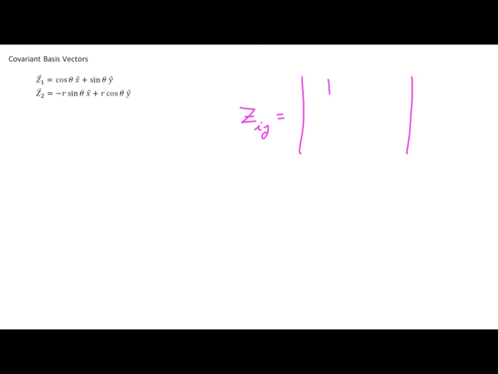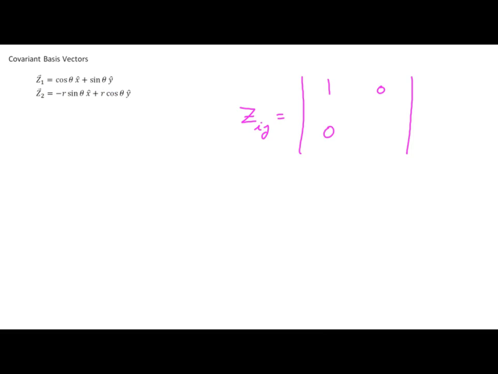Alright, next we find the value of z1 dotted with z2, and that's going to be this term multiplied by this term plus the product of these two terms. So it's negative r sine theta times the cosine of theta plus r cosine theta sine theta, and it's very obvious that these cancel out, leaving us with a 0 in this position. And of course, if z12 is 0, then z21 is 0 as well.